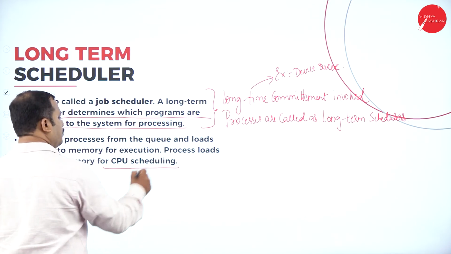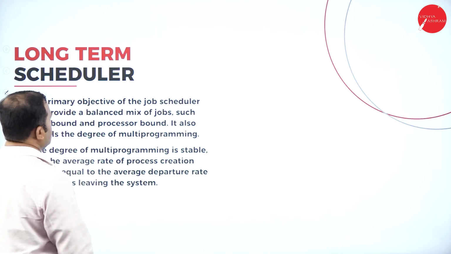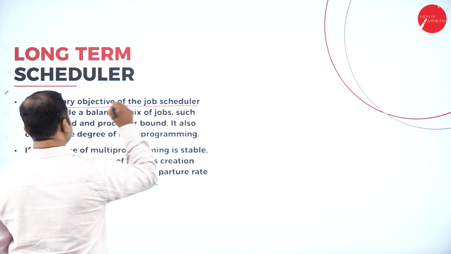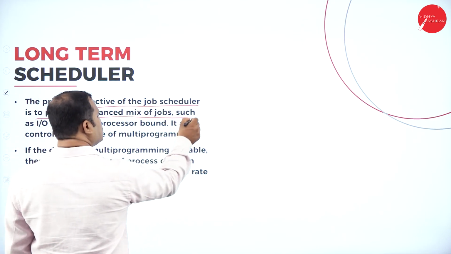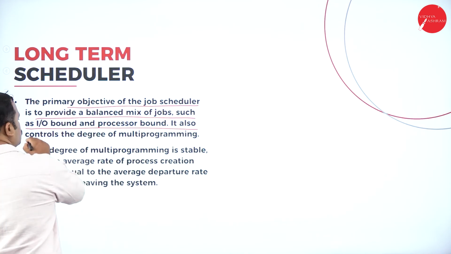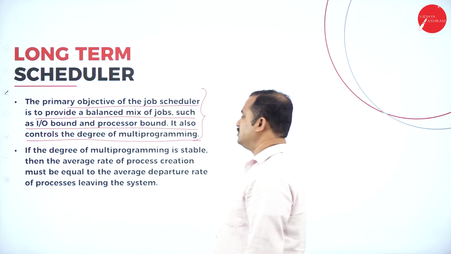The CPU scheduling involves another type of queue, that is the short-term scheduler. The primary objective of this job scheduler is to provide a balanced mix of jobs, such as both IO bound and process bound. It also controls the degree of multi-programming. Please understand this very carefully.